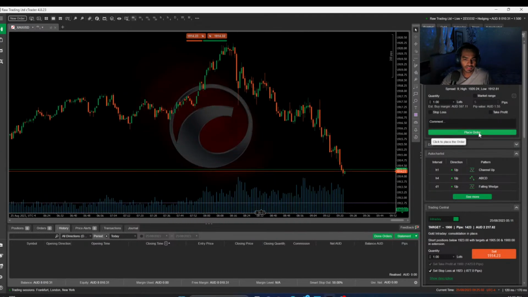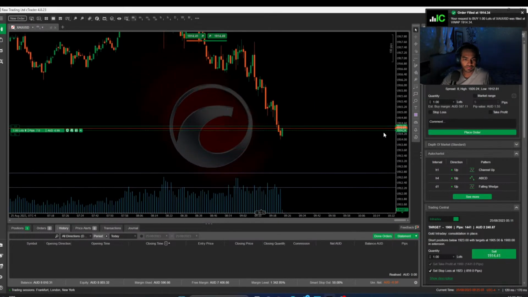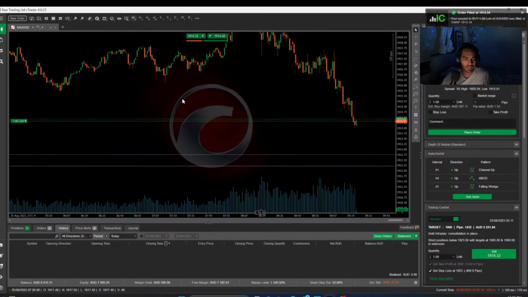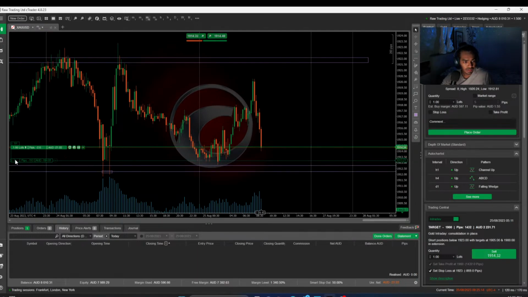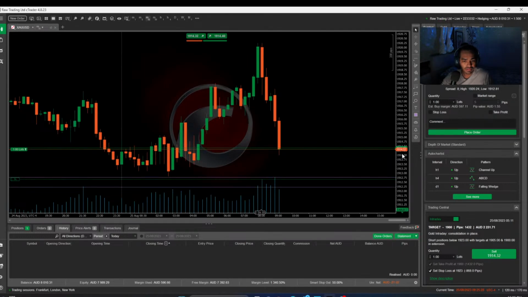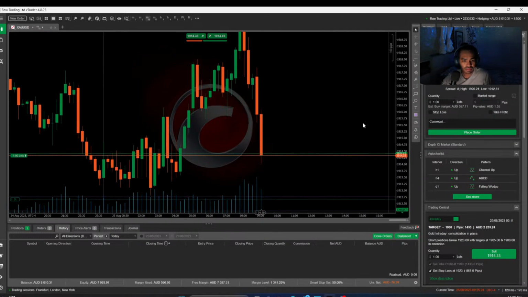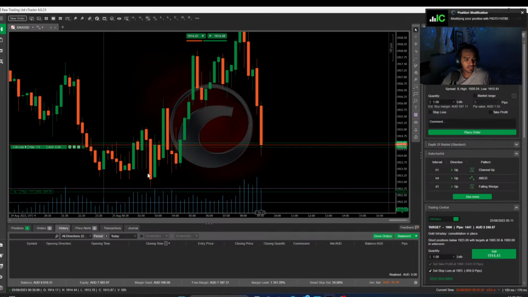Alright guys, I'm gonna take a trade here. It's a buy. And our stop loss is gonna be around 1262. That's almost 16 pips. It's 17 pips.